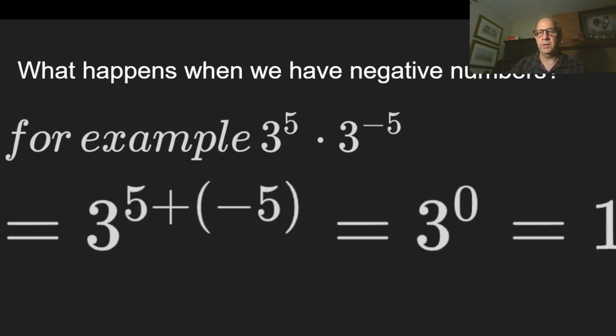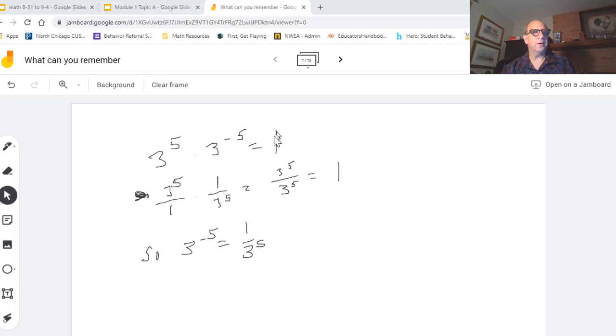I want to take a minute and look. All right, so I took a second to look at this. We were talking about 3 to the 5th times 3 to the negative 5th equals 1, all right? Also, 3 to the 5th over 1 times 1 over 3 to the 5th is the same number. That would be 3 to the 5th over 3 to the 5th power equals 1. So this one right here, 3 to the negative 5th and 1 over 3 to the 5th must be equal.